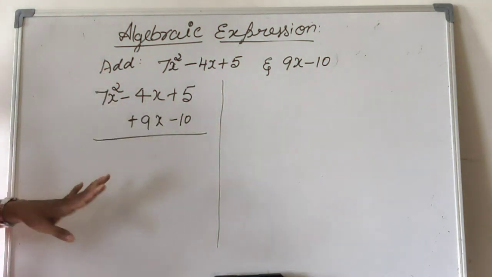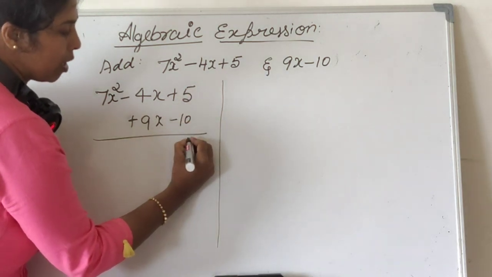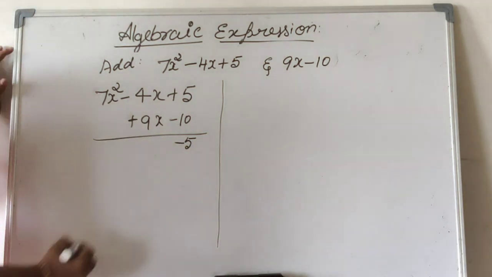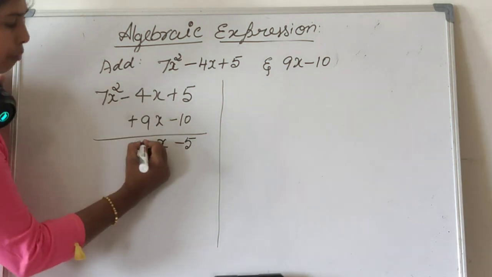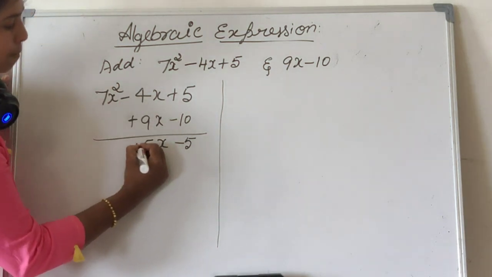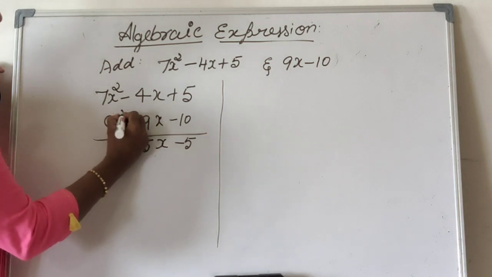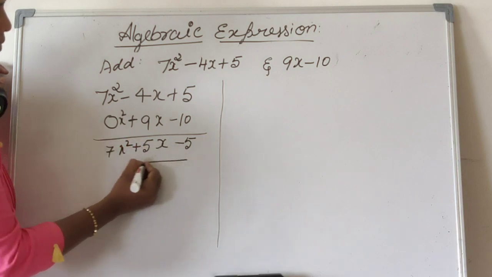This is addition, so directly 5 minus 10. 1 plus 1 minus, so subtraction. Sign is bigger 1. Correct? X, so I can write x only. 9 minus 4, 5, bigger 1 is plus, so it is plus. Nothing is there here. So 0x square is 0 only. So it is 7x square as it is.